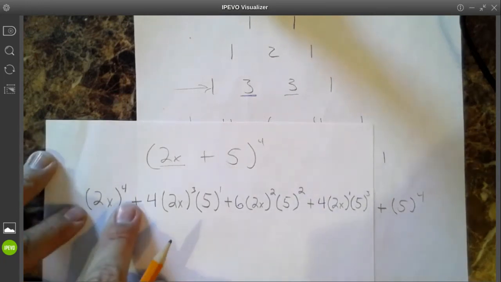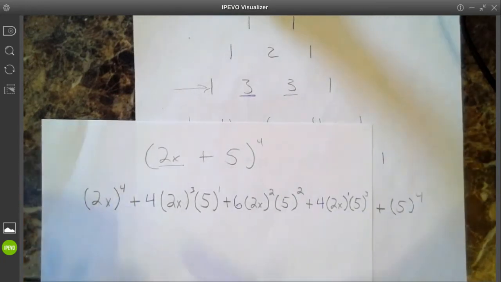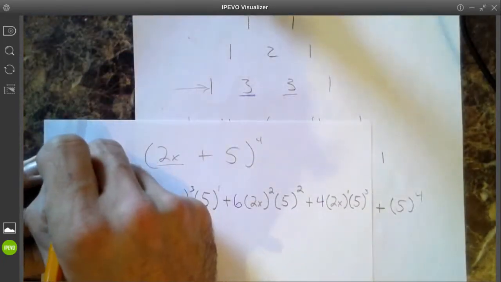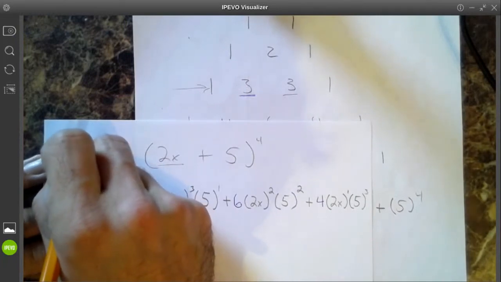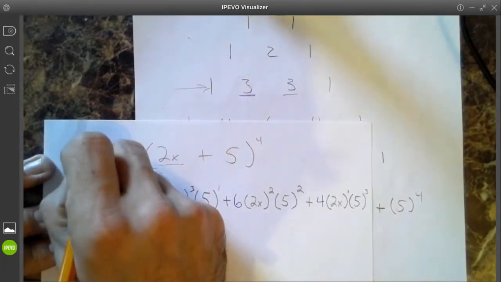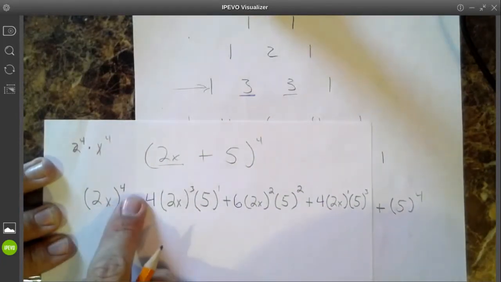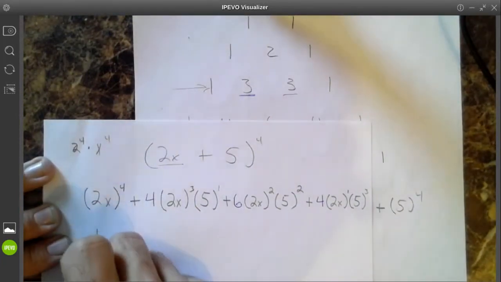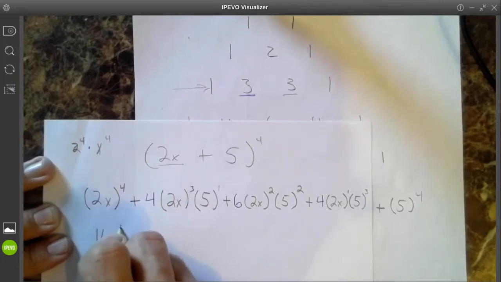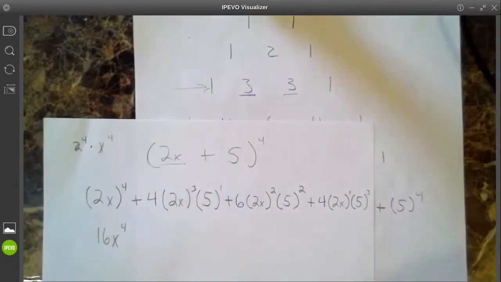So 2x to the fourth. What this part means is you're doing 2x times 2x times 2x times 2x. The way that you can think about this is just rewrite it as 2 to the fourth times x to the fourth. You can do that, right? 2 to the fourth is equal to 16. So you get 16x to the fourth.